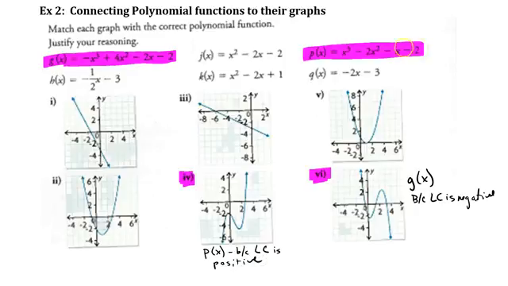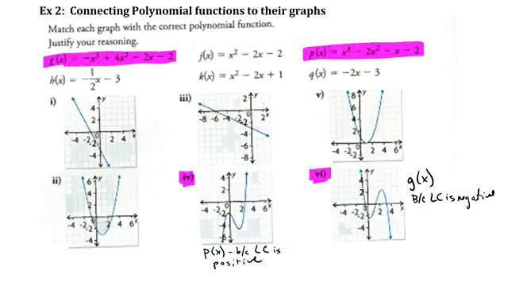We're noticing that another identifier is looking at the y-intercept. They both have a y-intercept at -2. So that doesn't help us too much. The thing that helps us with this one is that one of them is a negative leading coefficient and one of them is positive.